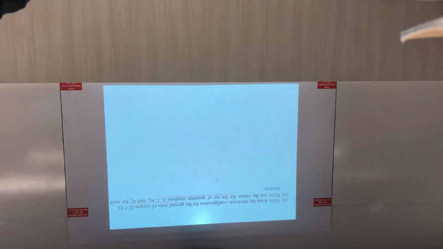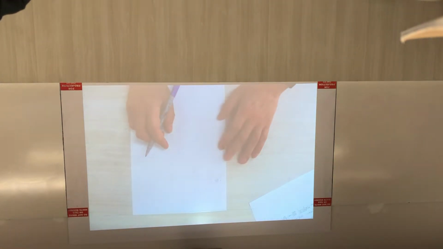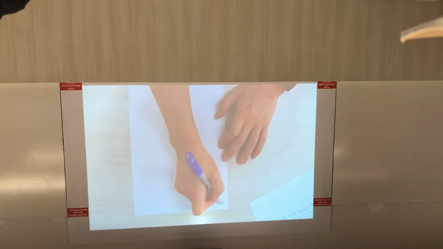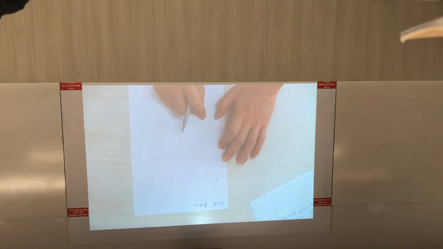The atomic number is 8, and we also want to write down the values for the set of quantum numbers n, l, m, and ms for each electron. So let's start with this atomic number. The atomic number is 8. Then how many electrons do we have?